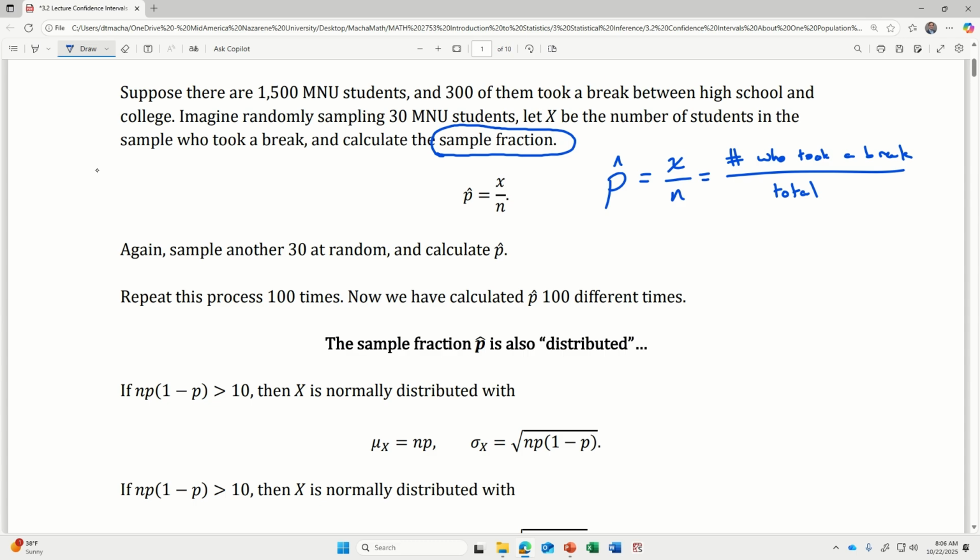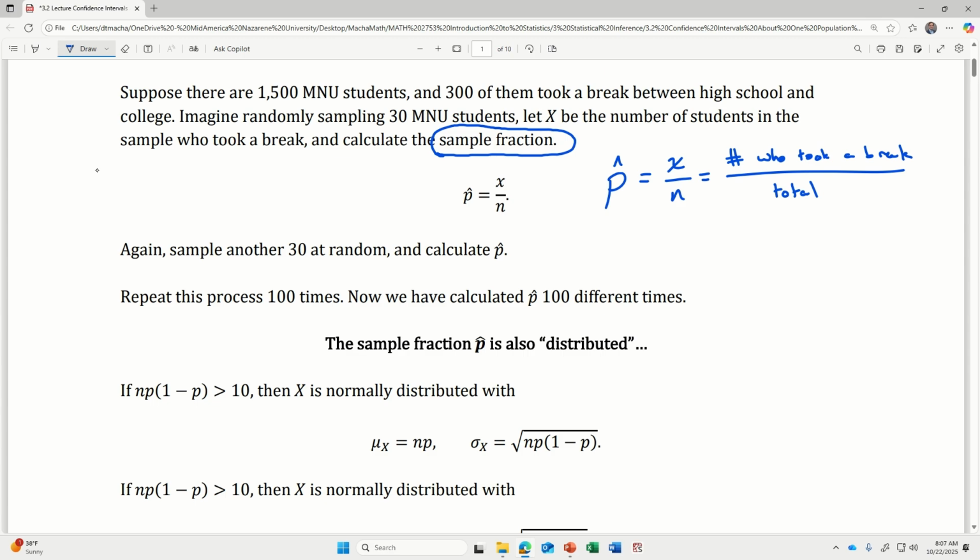And what if we did this over and over and over again? Even though we're sampling from the same population, we expect to get a different sample fraction because we're taking different samples. And so the sample fraction itself is a random variable. It's a random variable because we can make statements about the probability of getting one sample fraction or another, but we can't make an exact prediction about what sample fraction we're going to get.